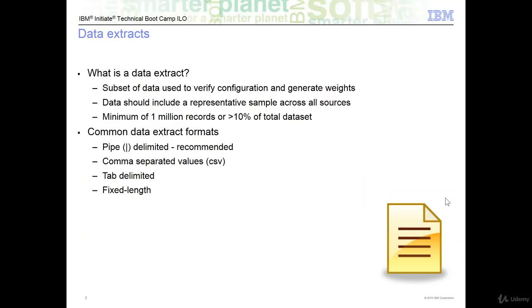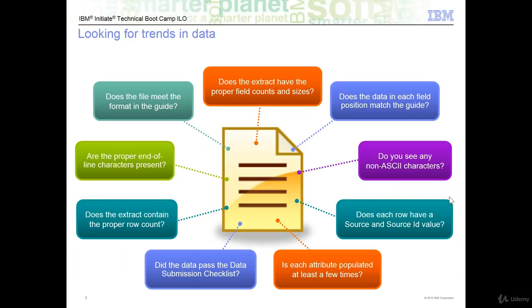Now, when you look for trends in data, there are a few questions that you need to answer. Does the data extract have the proper size, field counts, and sizes? Does the data in each field position match the guide? Do you see any non-ASCII characters there? Does each row have a source and source ID value? Is each attribute populated at least a few times?